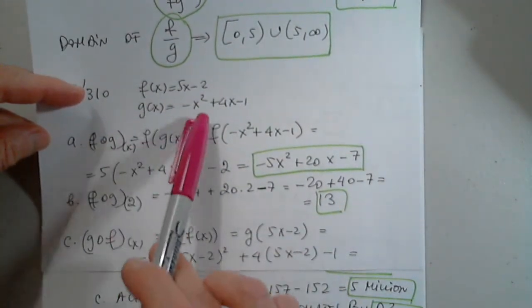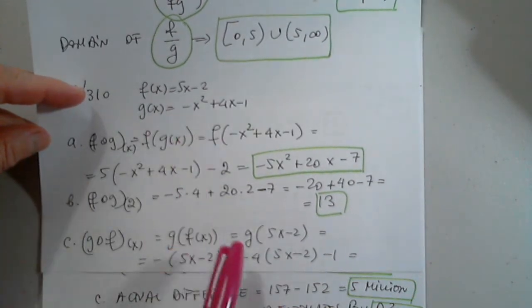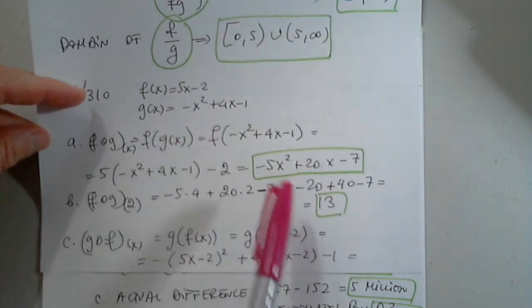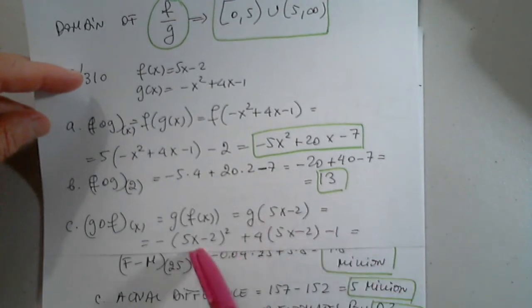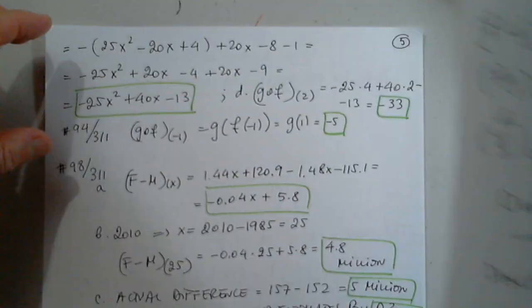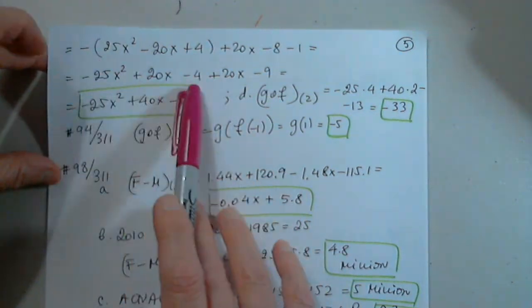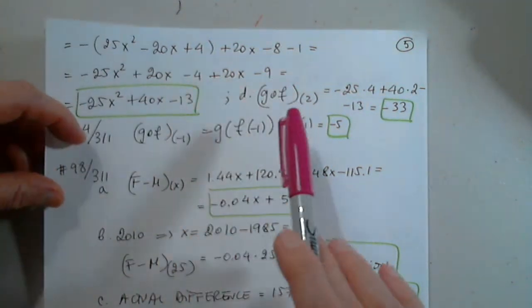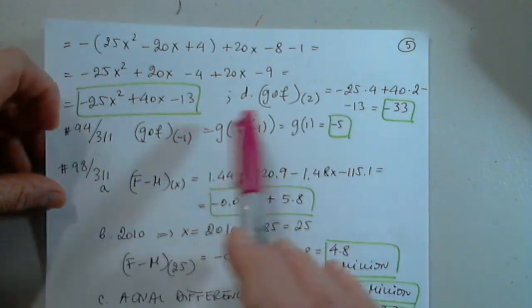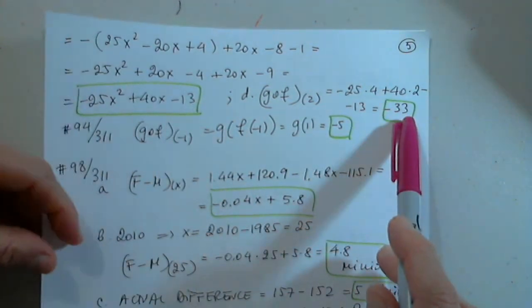g says negative variable squared plus 4 times the variable minus 1. This is the variable. I have to square first and then distribute. So I squared first and then I distribute negative 1 and then I combine like terms and I find g comma f of 2. Here plug in 2.